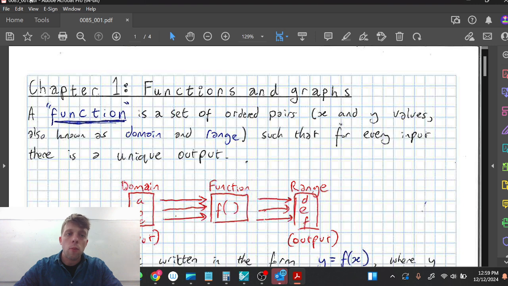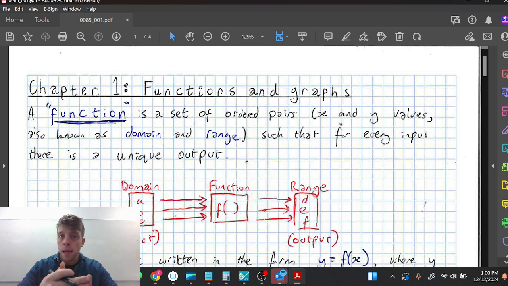So first up, we have functions. The chapter is all about functions and relations. Before we start that, we need to be pretty comfortable with the idea of a function. It says here, a function is defined as a set of ordered pairs. They're basically two sets: the domain and the range.